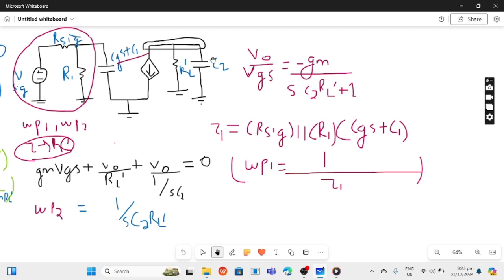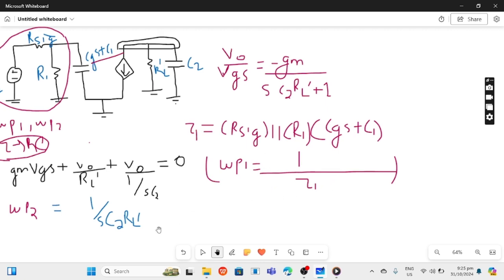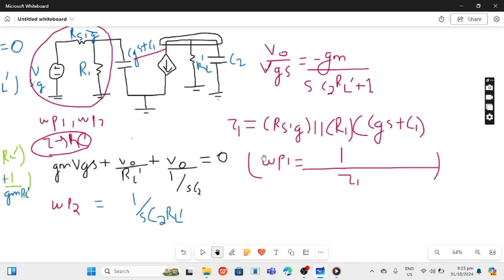Then you will find tau for both areas. I found it for the second area. Used KCL, we found V naught upon VGS, and omega P2 was 1 upon SC2 RL prime. And for tau 1, simply this resistance is in parallel with this capacitor portion, and omega P1 is equal to 1 divided by tau 1. So this was for the two poles, P1 and P2.